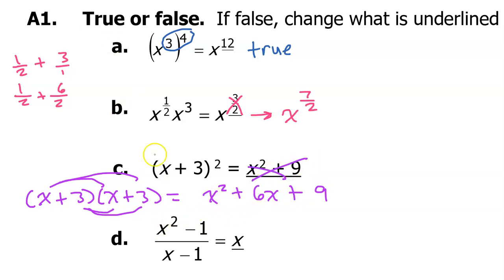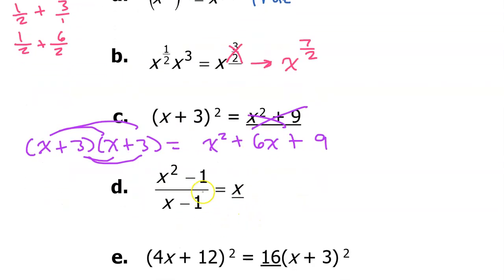How about part D? Here is another common bad algebra mistake. Many students think that, hey, we can just cancel these ones out and then x will go into x squared and that's going to leave x. No, no, no. You have subtraction here. You can't cancel things out that are connected by addition or subtraction. Please do not do that nonsense.